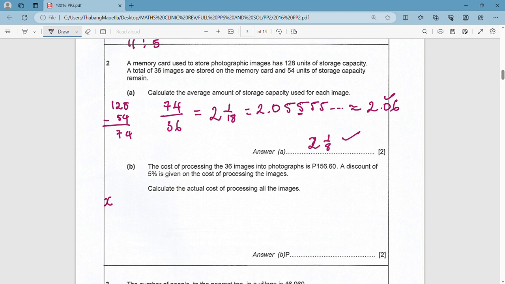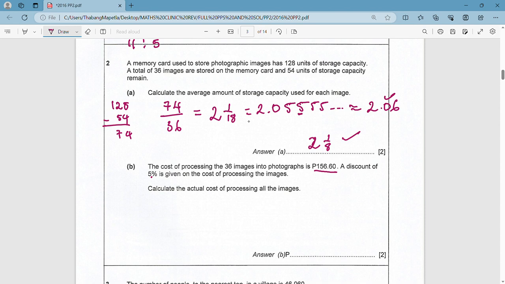But this one is not there in paper 2. The way I want to solve it, it's not there in paper 2. So let's just be calculating as those that are in paper 2. In paper 2 you'll be told that 156 plus 60 is the original price. So now we have to discount it by 5%. So therefore you need to get the answer for that.